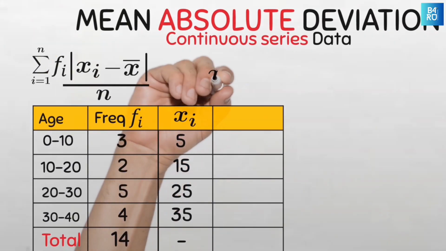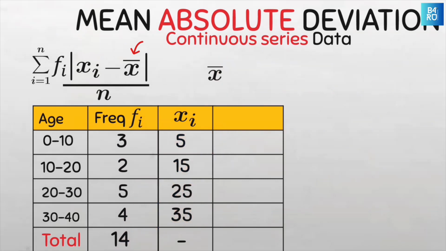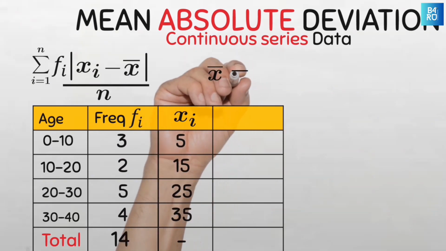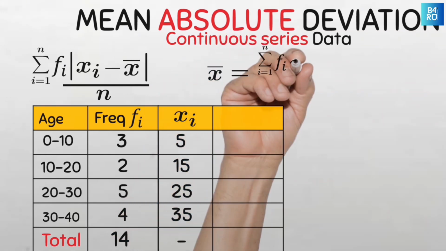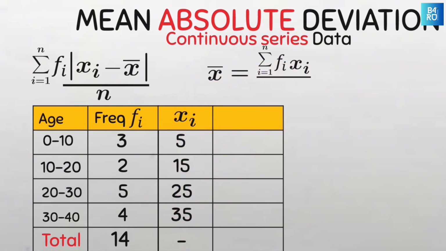What is left to complete this formula is the x bar, which is the mean of the data. Now, to find the mean for a continuous series data, it is given by the sum of the product of each of the frequencies and the corresponding class midpoints, all divided by the number of data values, which is n. So let's add another column for multiplying the frequencies and the corresponding class midpoints. We will call this f of x. That's the frequency multiplied by the x.